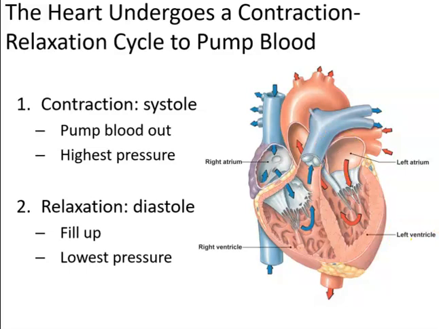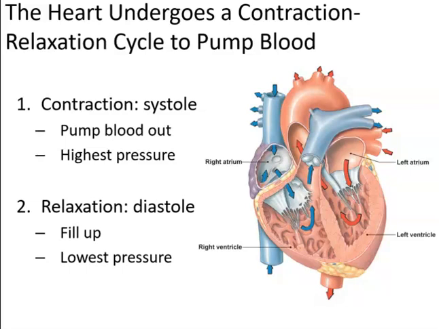We talk about the heart undergoing a contraction relaxation cycle to allow for blood to be pumped to various areas. Now, the systolic phase allows for blood to be pumped out. This causes the highest amount of pressure within the chambers. The diastolic phase allows for chambers to fill, where we'll see the lowest amount of pressure in the chambers. So the pressure in these chambers decreases, allowing for filling of these chambers.